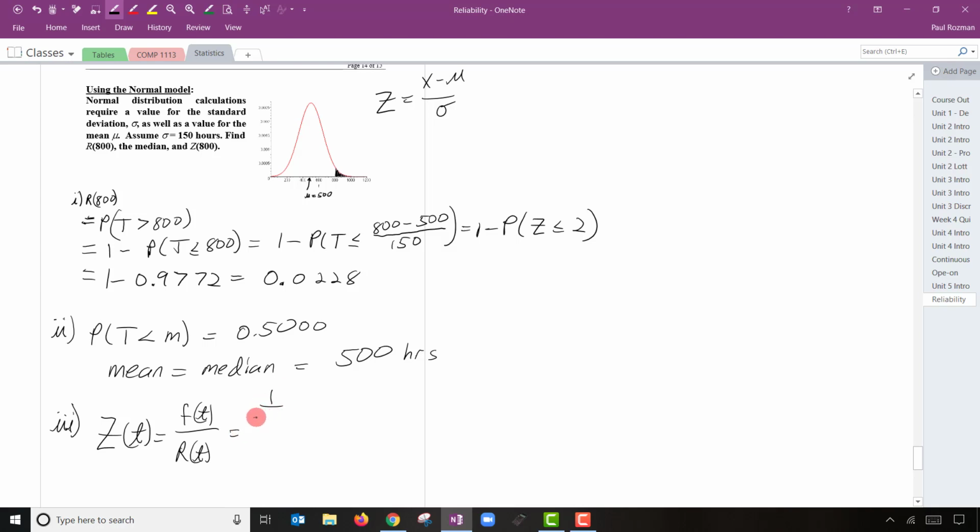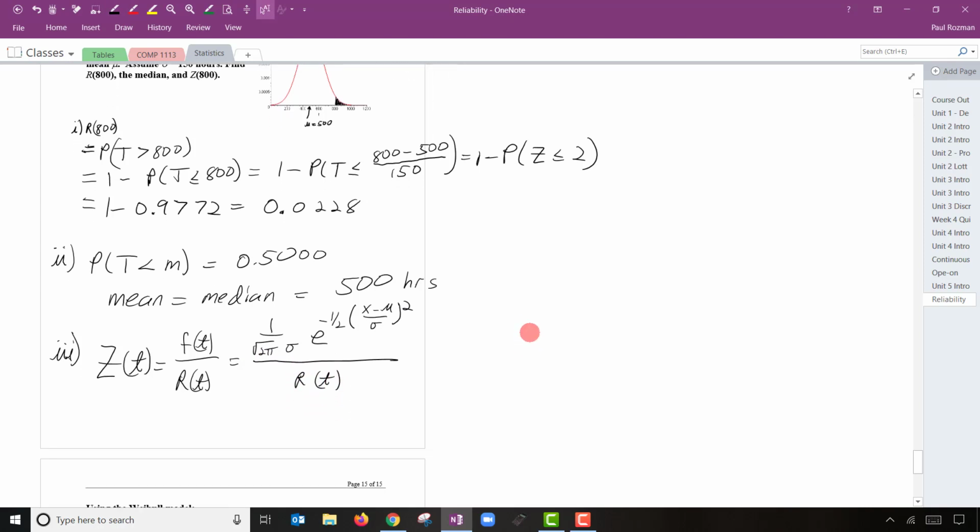It's 1 over the square root of 2 pi times sigma times e to the minus 1/2 times the quantity x minus mu over sigma quantity squared. And then we have to divide that by r of t. So we're trying to solve this equation when t equals 800 hours. So we just basically substitute all our pieces in here.